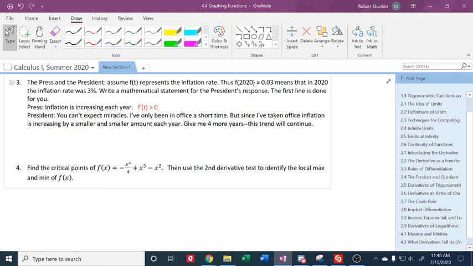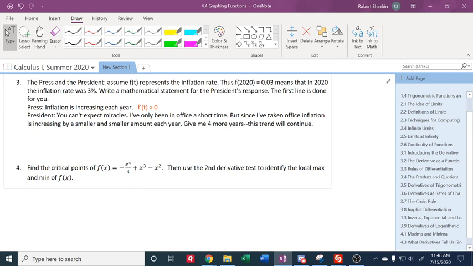All right, so then the president responds. Says, you can't expect miracles. I've only been in office a short time. 2 years is nothing compared to the 8 years that my predecessor had that loused up our whole economy. And since I've taken office, though, inflation is increasing by a smaller and smaller amount every year. It's been going up, but it's going up by smaller and smaller amounts. So give me 4 more years, and I'll make sure that this trend continues, and all of our financial problems will be gone if you just elect me for 4 more years.